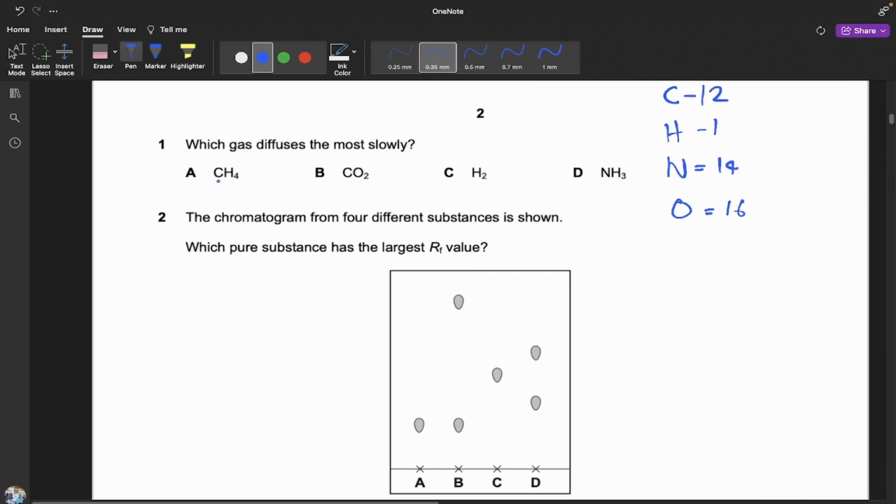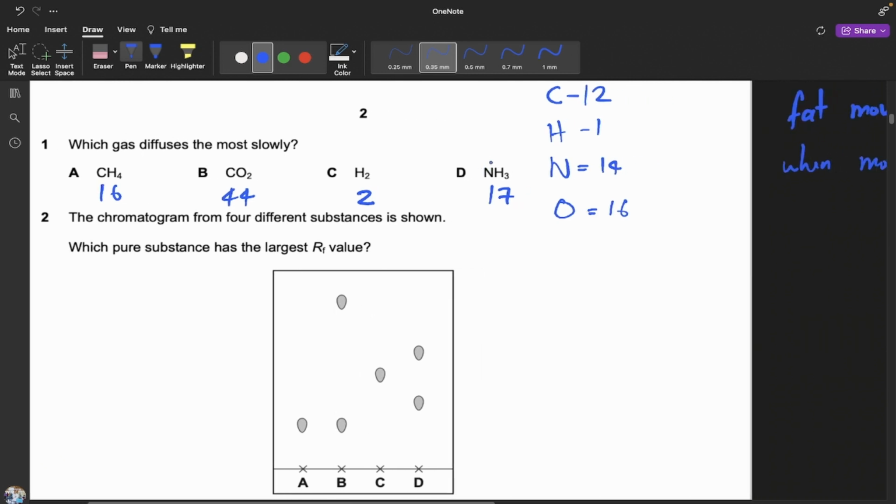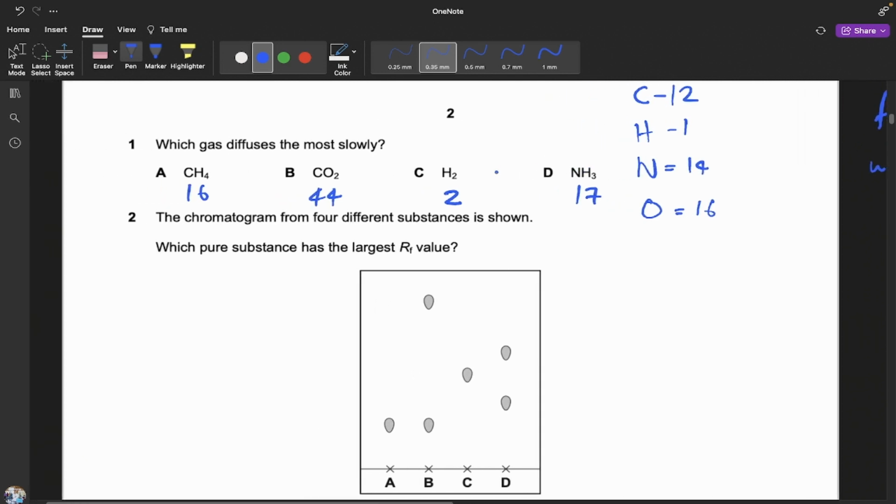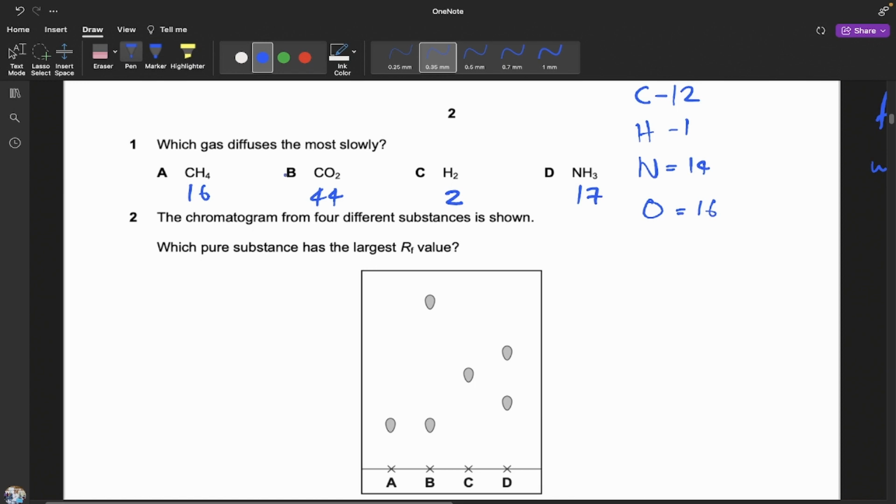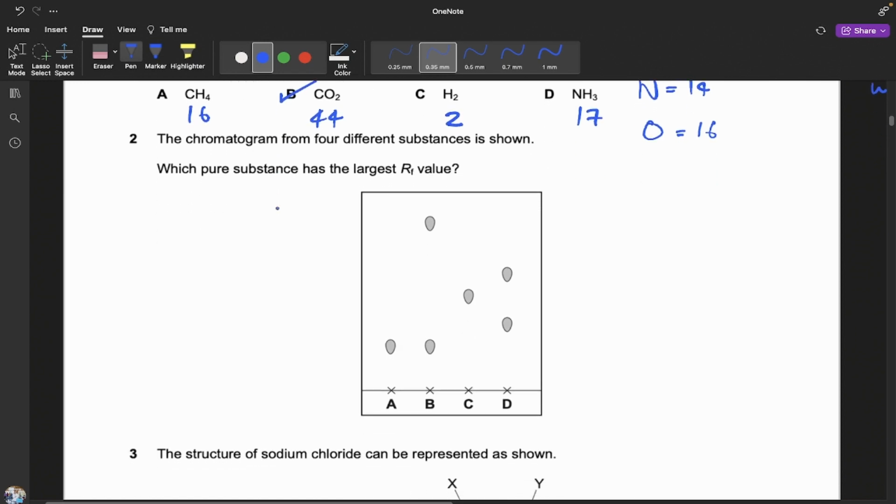CH4, that is methane, it is 16. Why? Carbon 12, and we have another 4 for hydrogen. Then CO2 is 44, this is very common. Hydrogen is 2, and ammonia is 17. You can calculate the molar mass by adding the molar mass of each of these species. Here you can see molar mass of carbon dioxide is higher, so the diffusion rate is much lower for carbon dioxide.